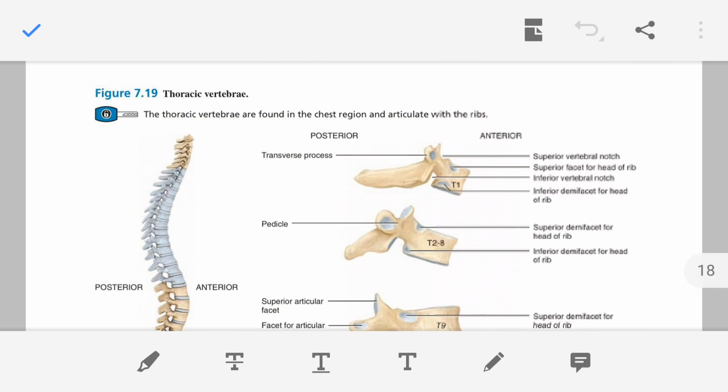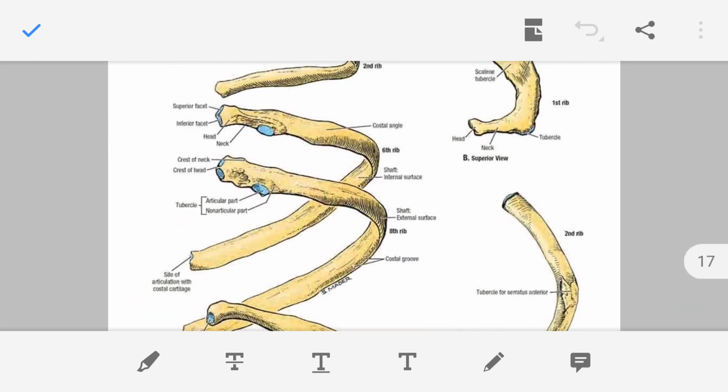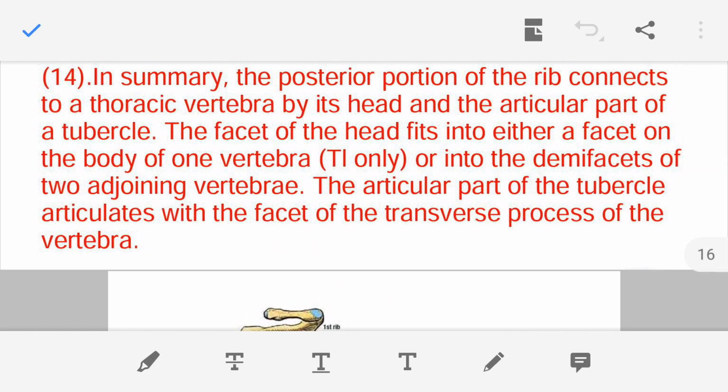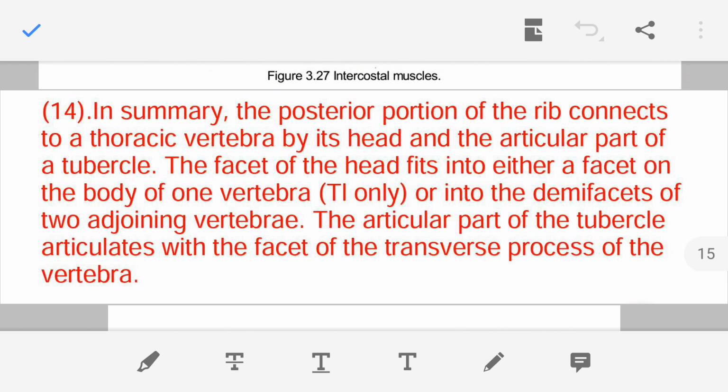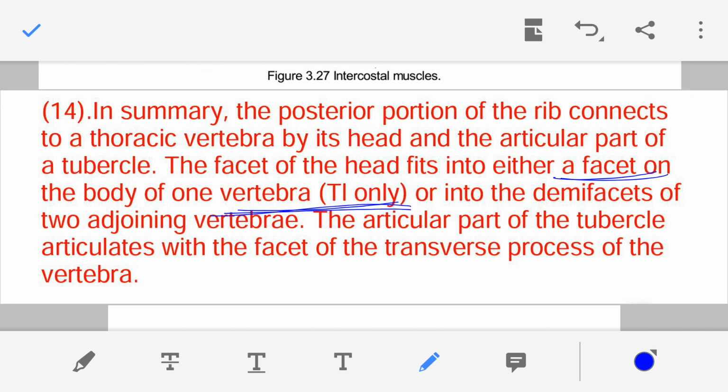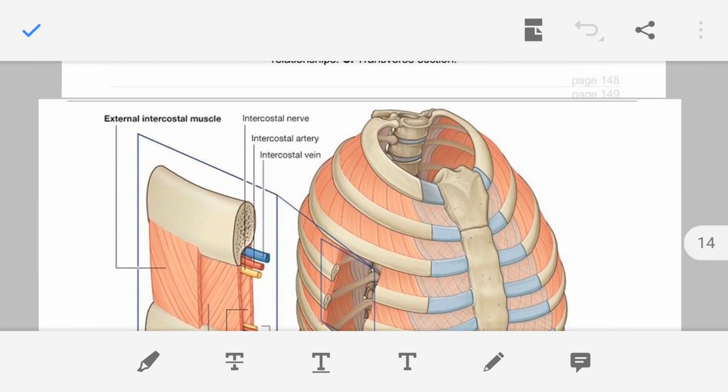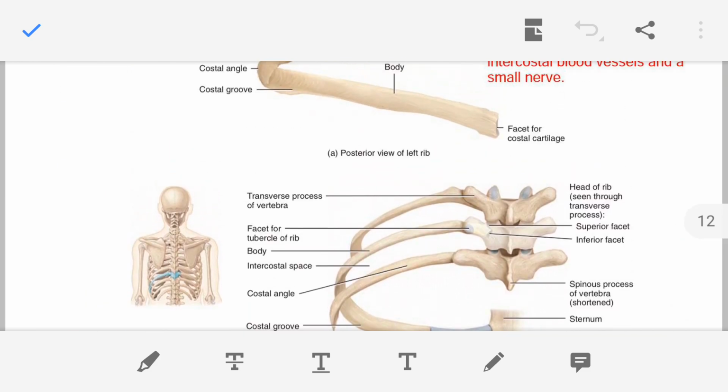Okay, so one thing we will remember, the head of the first rib is fit into the facet of the T1 vertebra. Otherwise the head of the rest of the ribs is always going to fit into the demifacet of two adjoining vertebrae. Okay, so with this we have completed this presentation lecture on the ribs.